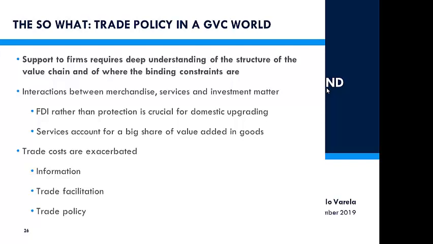So here I have a few thoughts about this, right? First of all, if you want to support integration into global value chains, the first thing you need to understand is what is the structure of the value chain you want to support, and what the binding constraints are. One thing that we know from the literature is that most distortions happen upstream. So if what you want to support is the value chain of apparel, you want to understand what are the main inputs into apparel and where the restrictions and distortions are happening. Typically, they happen upstream. And if you don't understand the structure of the value chain, you're not going to understand what that upstream is about.